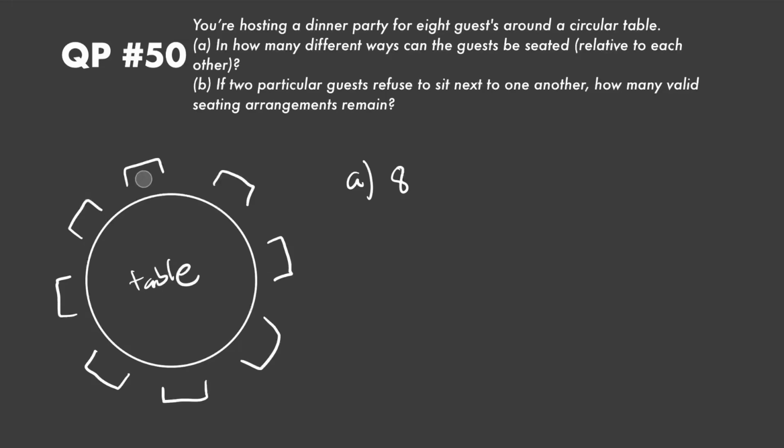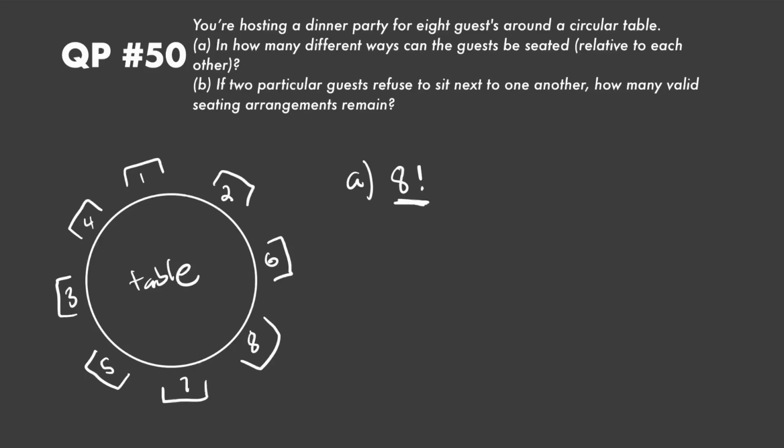So we're just going to wind up with 8 factorial, but then it's a circular table, and we're interested in how the guests can be seated relative to each other. So for instance, this orientation right here is basically the exact same as this one here. If we just rotated everyone once, it's going to be the same as this one and this one too. It's kind of hard to do this rotating thing, but you can see that these are all going to be the same.